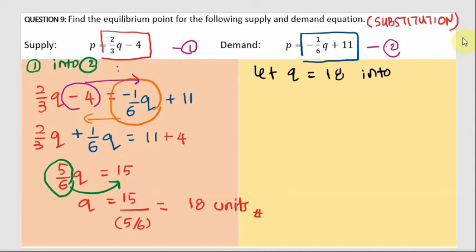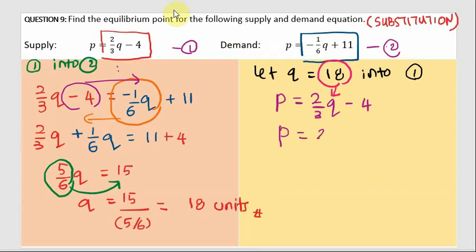Now let q equals 18 into, you can choose either the first equation or the second equation. I choose the first equation. The first equation is P equals to 2/3 q minus 4. Now replace q with 18. We have P equals to 2/3 times 18 minus 4. So what is P? P is 8. P is price, therefore P is RM8.